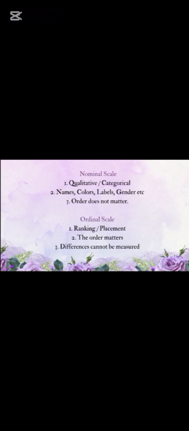And in the ordinal scale, data is ranked in order, but the difference between them is not measurable. The examples of ordinal scales are customer satisfaction surveys, like very unsatisfied 1 star, unsatisfied 2 star, neutral 3 star, satisfied 4 star, and very satisfied 5 star. So, ordinal scale is basically ranking with no exact difference.